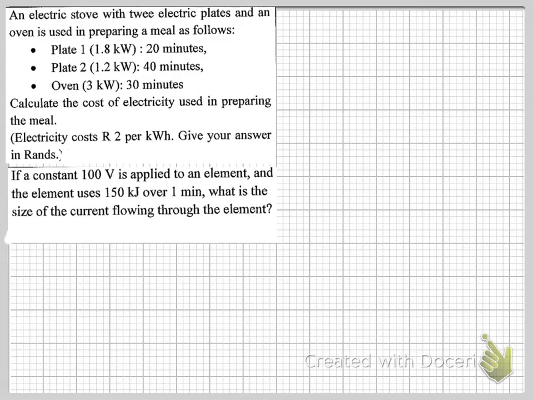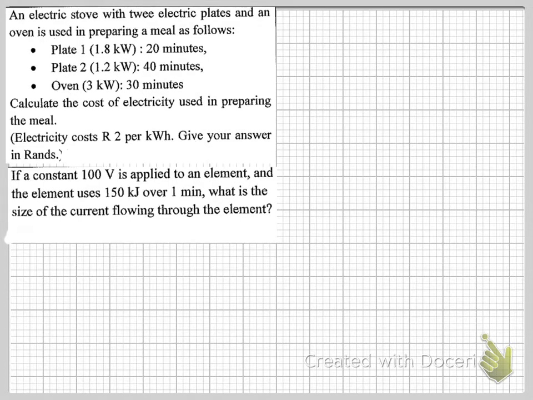Okay, so to test the first chapter, they would ask something like this, where an electric stove with two electric plates and an oven is used to prepare the following meal, right? So plate 1 with 1.8 kilowatts for 20 minutes, plate 2 with 1.2 kilowatts for 40 minutes, and an oven with 3 kilowatts for 30 minutes. Calculate the costs of electricity used for preparing the meal if the electricity costs 2 rand per kilowatt hour, right?